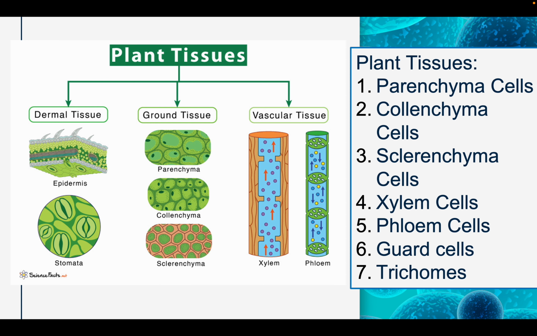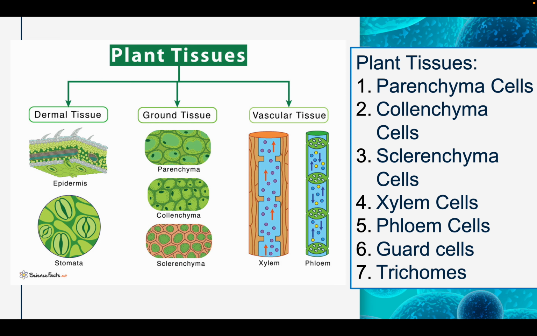Okay? How about the guard cells? Guard cells are found in the epidermis of plants and stems and control the opening and closing of the stomata. So these are the stomates or stomata. This regulates the exchange of gases such as carbon dioxide, oxygen, and water vapor. Okay?